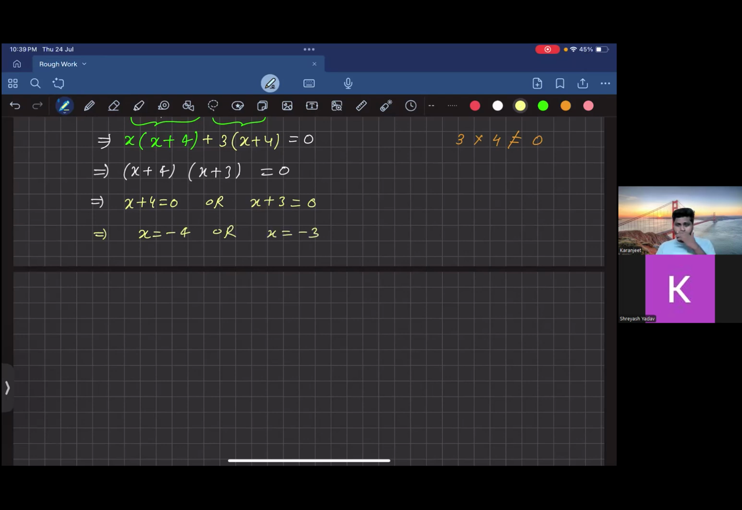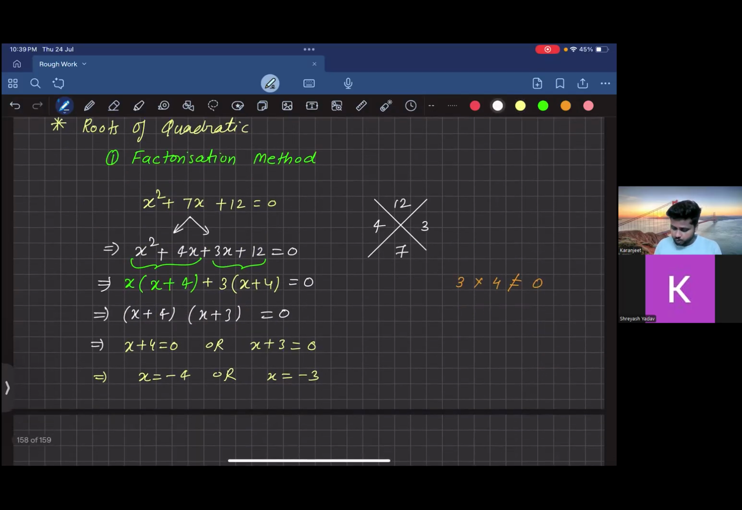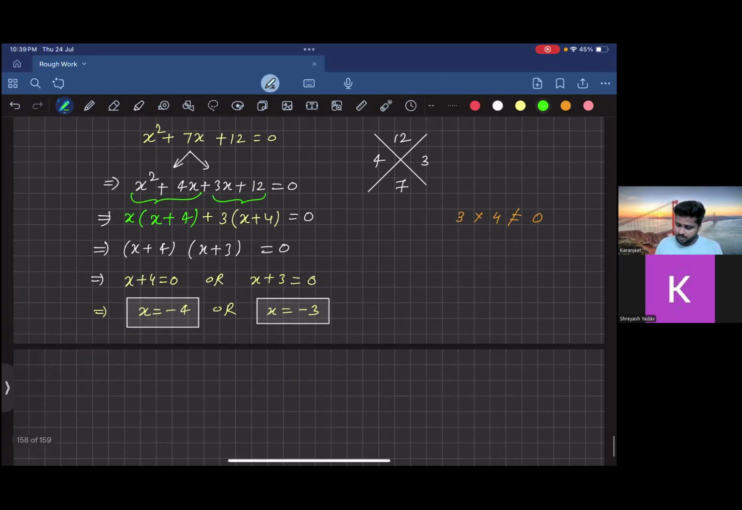Is it clear? This one is called the method number 1. By factorization method, we have got the roots. Roots means what? If I will put this value in the original quadratic equation, then our quadratic becomes 0. Understanding? LHS and RHS will get verified. Example, see the verification, students.